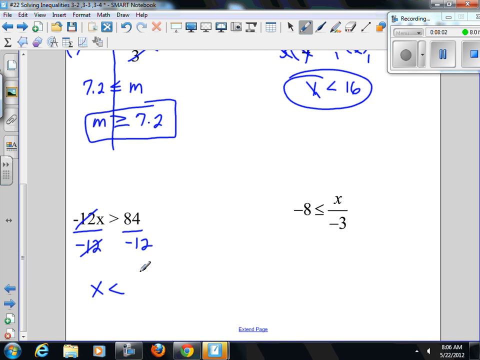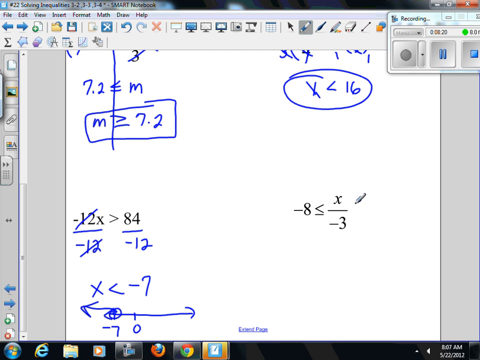84 divided by -12 gives you -7. And then if you just want to graph that, 0, -7. I should have made it longer going the other way. There's your arrow and an open dot.